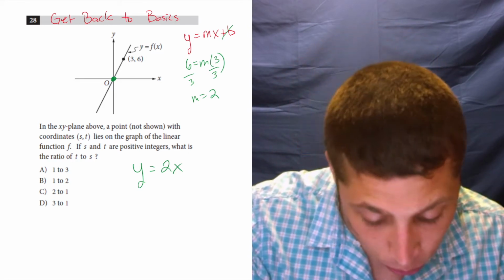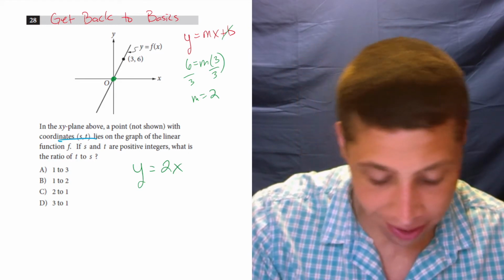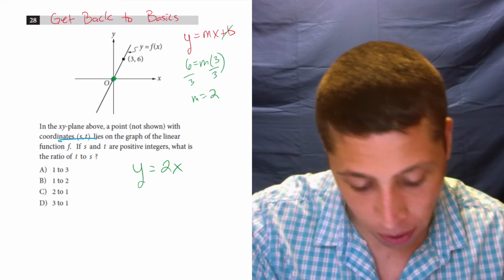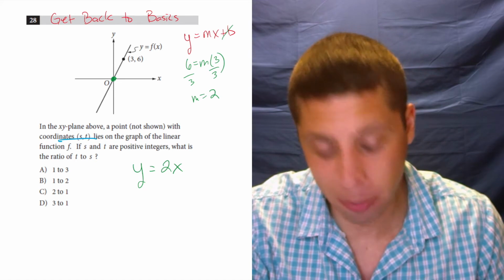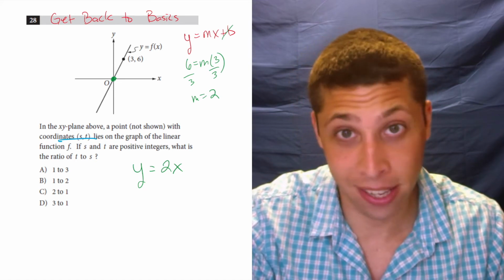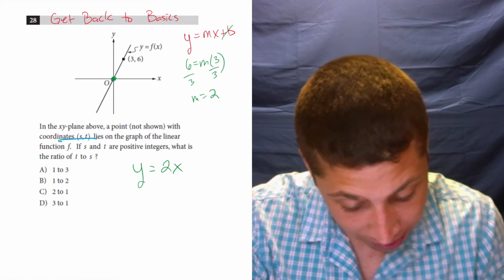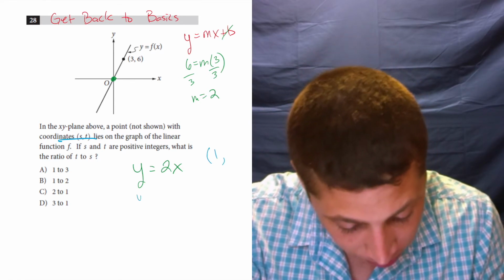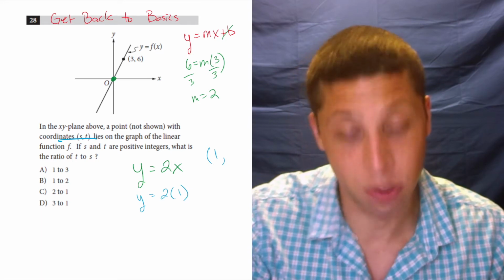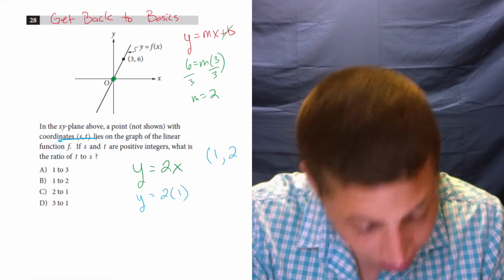And I'm told that a point with coordinates s, t lies on the graph. So if I'm looking for some point, I can just very quickly pick some numbers, right? So I could pick that s is 1, right? And so that would be 1. And then what would be the y that would go with that? Well, just plug that in, right? 2 times 1 is 2.